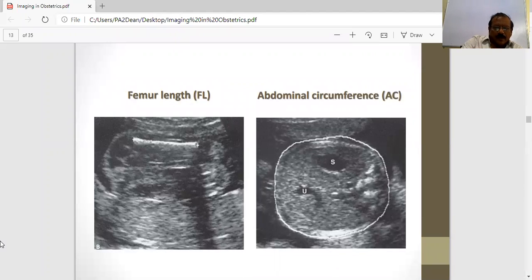In the abdominal circumference, we have to do the scan at the cross section of the abdomen where the stomach is seen. We should not do it at the level of the heart or the umbilicus, but you must do it at the stomach section, the level of the stomach.